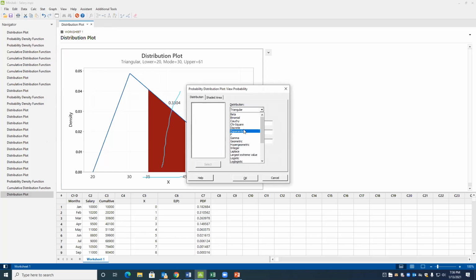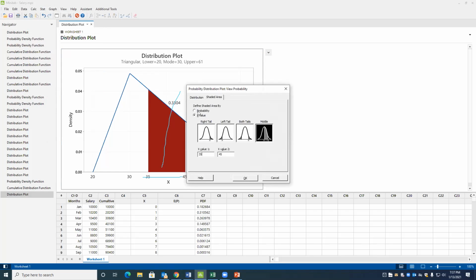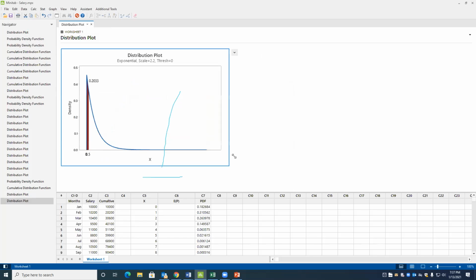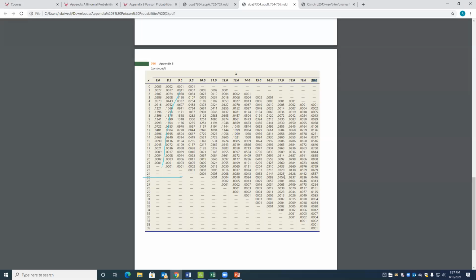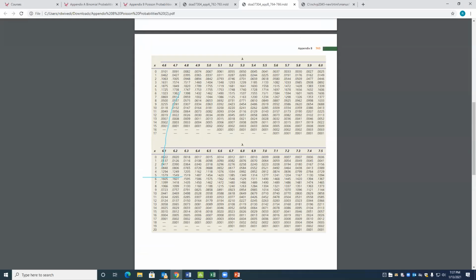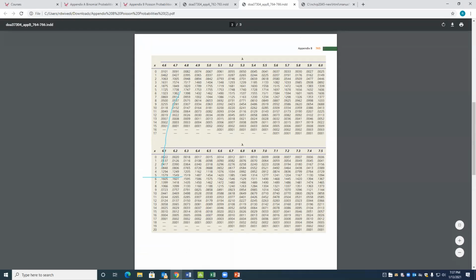Let me do it this way here. Where is the exponential? Scale is 1, 2.2. Shaded area is 0.5. Maybe I'm missing something, so I will make a small video and upload it by tomorrow. This is only the exponential, which is not coming in this case.